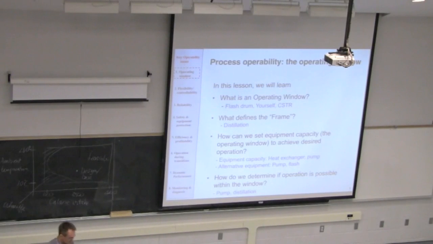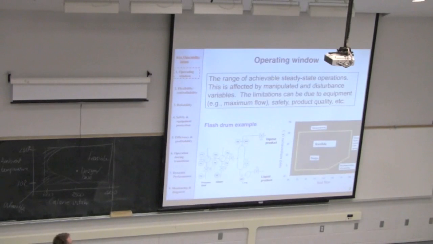Now let's take a look at something like a flash drum. Right? So we can go do exactly the same thing for a flash drum. And here's the key point when you're designing or figuring out the operating window. What is the achievable steady state region? So you want to find regions where the process can operate stably at steady state.